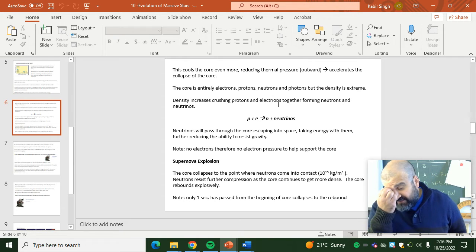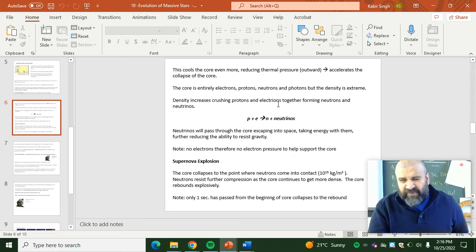Okay, so the protons and electrons, I think I said photons yesterday. That's incorrect. If I said photons, I have a feeling I did, I'm pretty sure I did. I was very tired. The protons and electrons are squeezed together, forming neutrons and neutrinos.